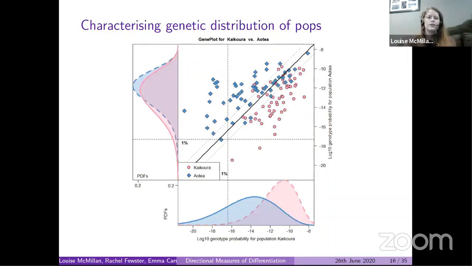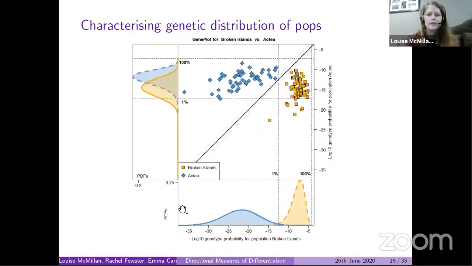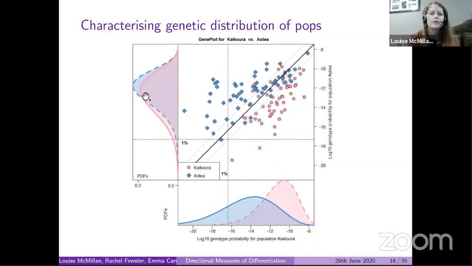Let's look, for contrast, at another pair of islands, another pair of locations. So Kaikoura is another little island off Aotea. Now here we can immediately see from the central gene plot that these two populations are a lot more overlapping than we had for the Broken Islands and Aotea. And Aotea has much more overlap into Kaikoura than Aotea had into the Broken Islands. And Kaikoura has a lot more overlap into Aotea than the Broken Islands had into Aotea. So all in all, there's a lot more overlap going on.